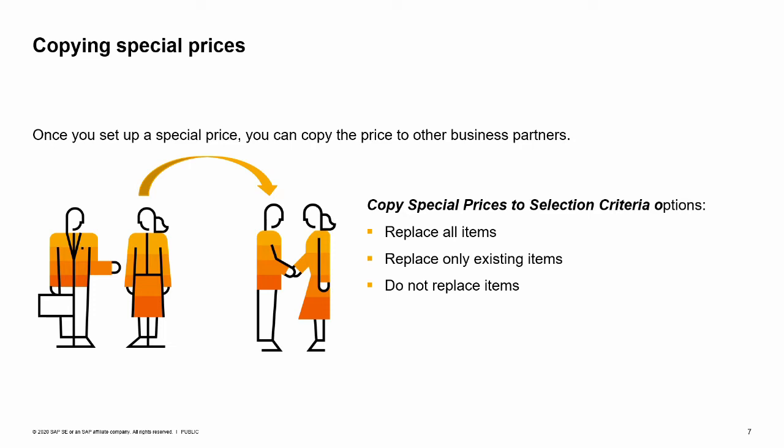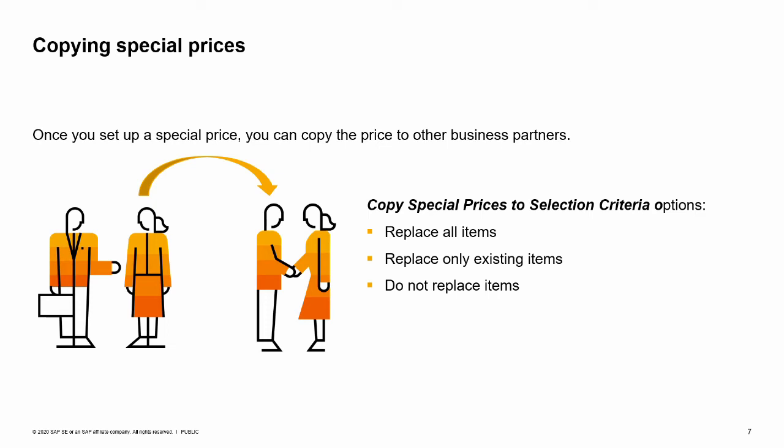One nice feature of special prices is that once you set up a special price, you can copy that price to other business partners. For copying special prices from one business partner to other ones, the following copy rules exist. Replace all items. The system copies all the special prices and possibly overwrites existing ones. Replace only existing items. The system overwrites all the special prices that exist in the source business partner, BP, and target BP records. It does not add any new special prices. Do not replace items. The system adds new special prices but does not change existing ones.